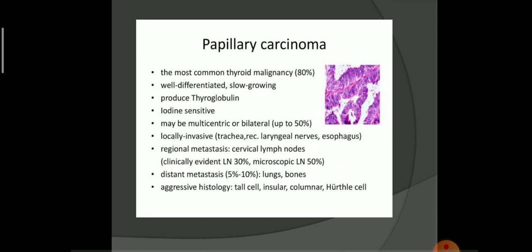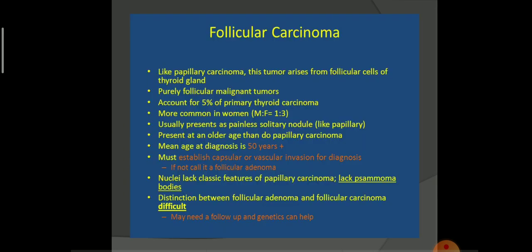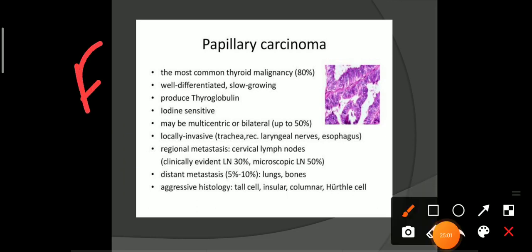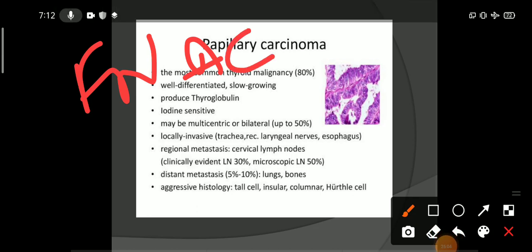The treatment includes I-131. It radiates beta rays and helps in the destruction of thyroid cells. Okay, and the treatment also includes near total thyroidectomy. Next, coming to follicular carcinoma. Okay. The diagnosis of papillary carcinoma includes FNAC. Okay.